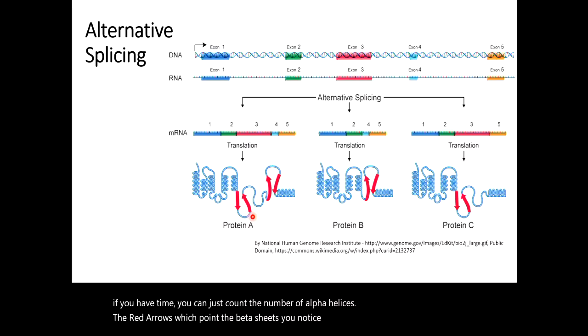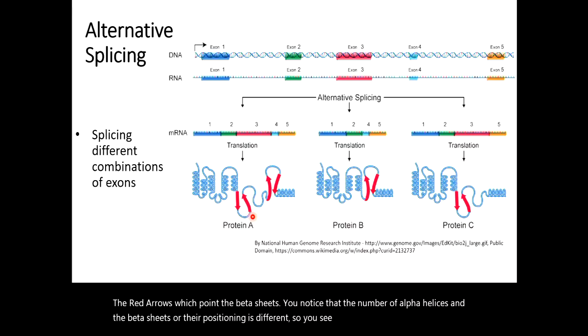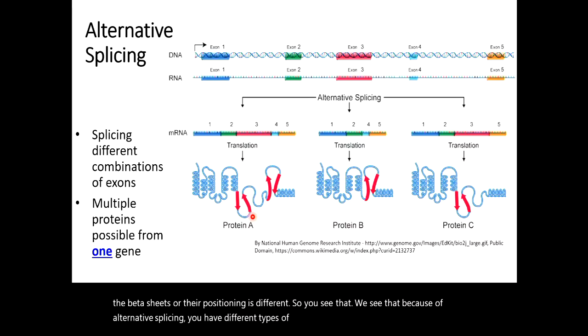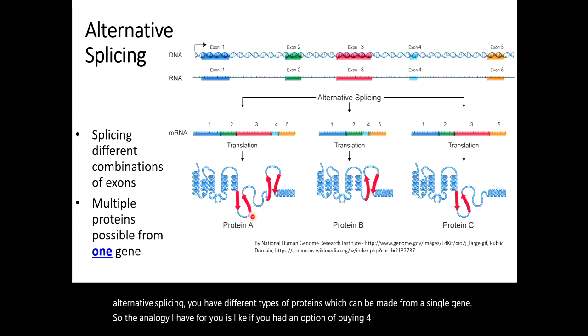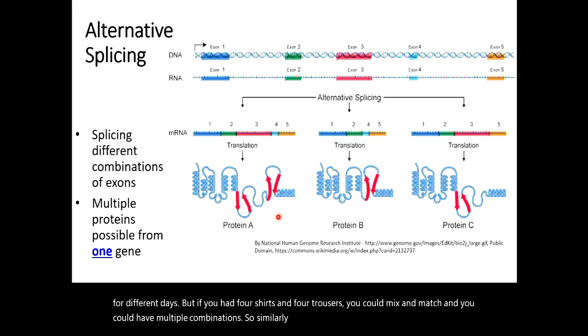You notice that the number of alpha helices and the beta sheets, or their positioning, is different. So you see that because of alternative splicing you have different types of proteins which can be made from a single gene. The analogy I have for you is like if you had an option of buying 4 onesies, or you could buy 4 shirts and 4 trousers. The person who buys 4 onesies has only 4 sets of clothing to wear for different days. But if you had 4 shirts and 4 trousers, you could mix and match, and you can have multiple combinations. Similarly, this alternative splicing leads to many proteins being made from a single gene.